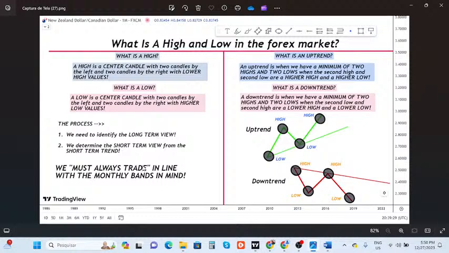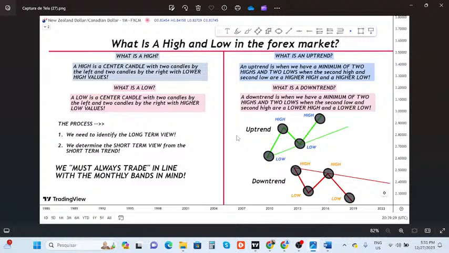Overall, we must always trade in line with the monthly bands in mind. So if we are on the smaller time frames, 15 minutes, 30 minutes, 5 minutes, even 1 hour, 2 hours, 4 hours, whatever we are doing on those smaller time frames, we want to make sure that we are aligned with the monthly bands.